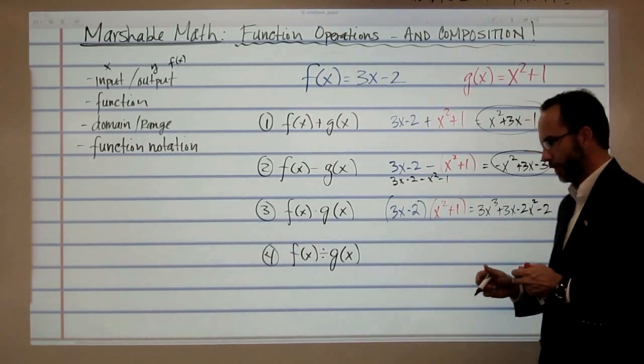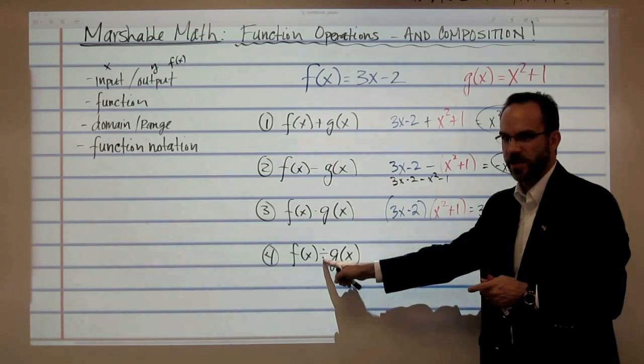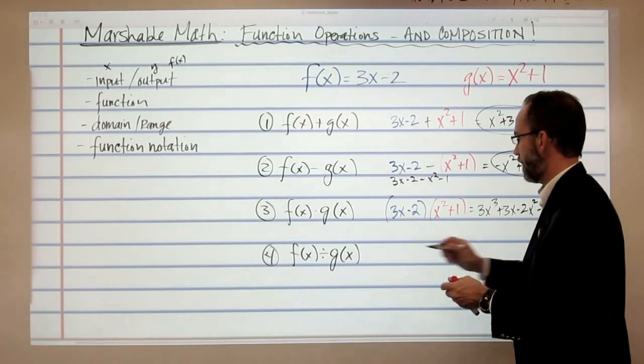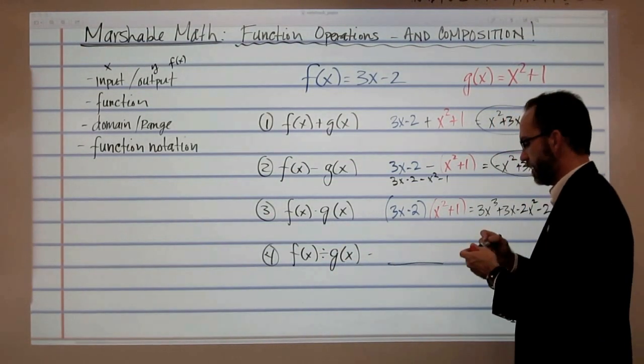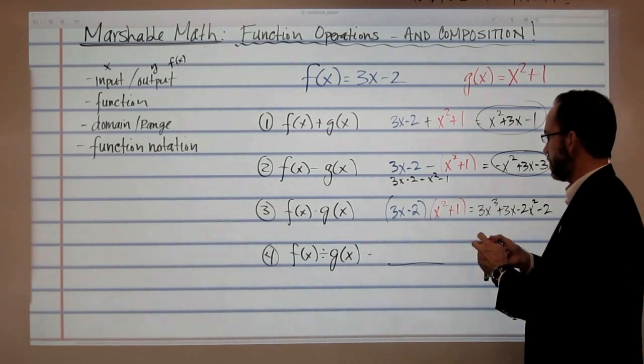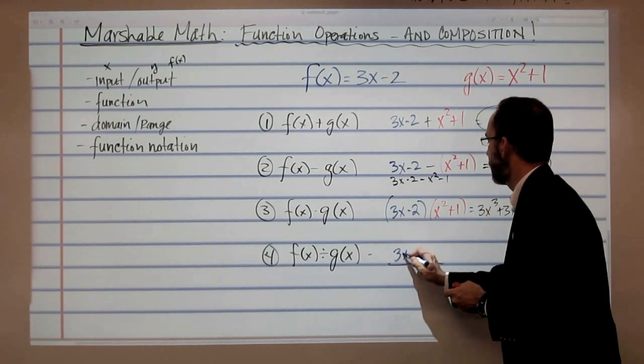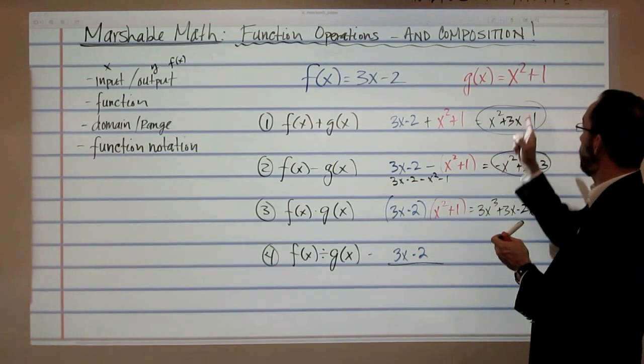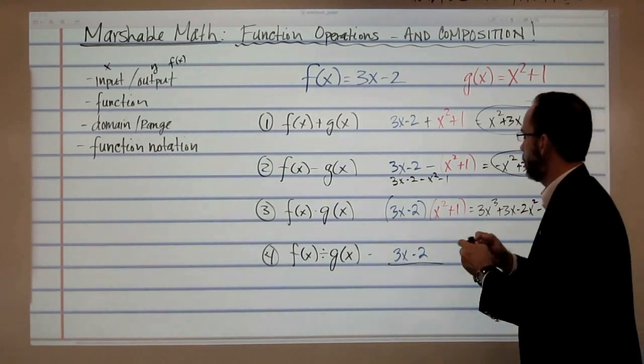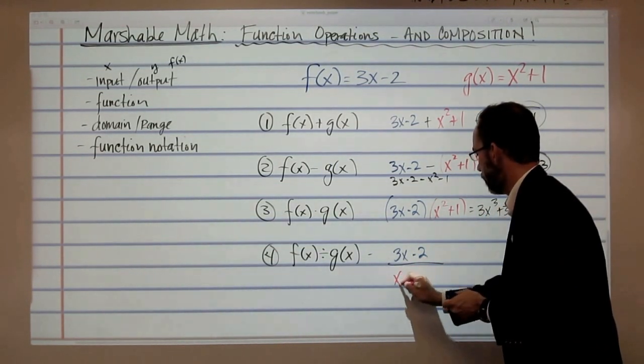This one's a little interesting though. I hate that sign, hate the division sign. We're going to use a fraction bar, okay? So what it means is f of x, which is 3x minus 2, divided now by the g of x, x squared plus 1. And of course, order would matter on this one.